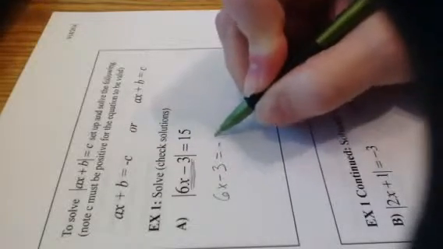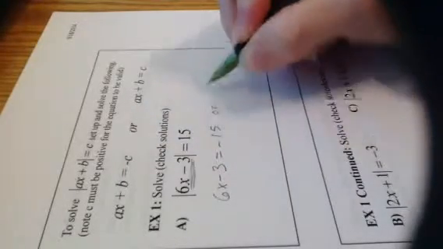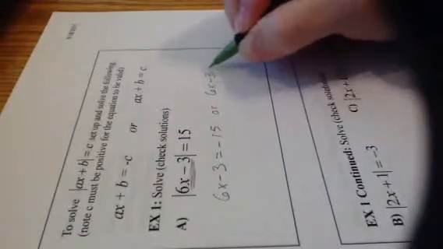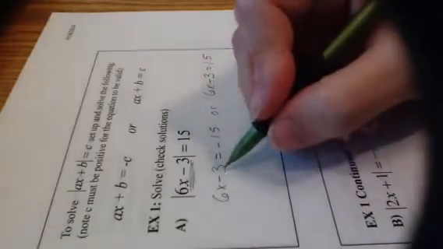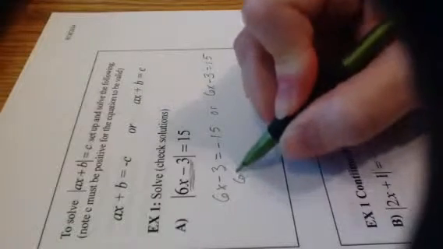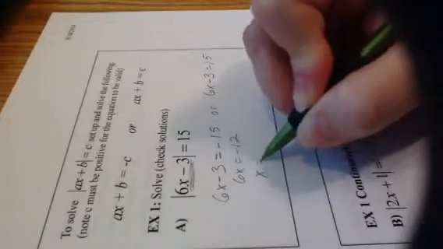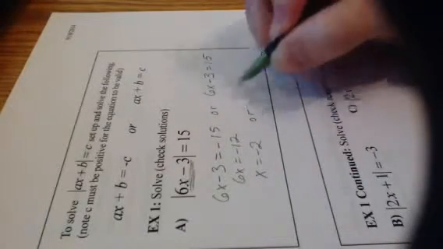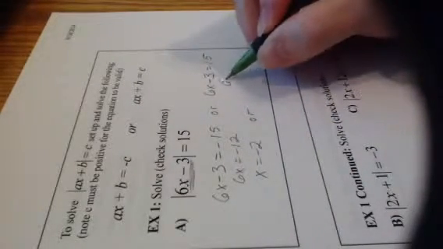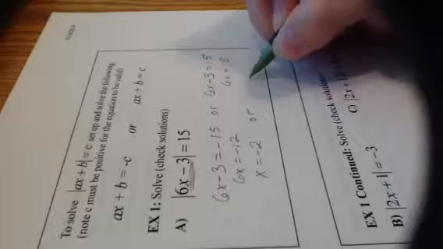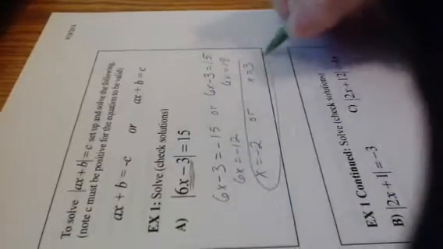6x minus 3 equals negative 15, or 6x minus 3 equals positive 15. We solve these two equations and that will give us our two answers. So we add 3 to both sides, divide by 6, and we get x equaling negative 2 or x equaling 3.